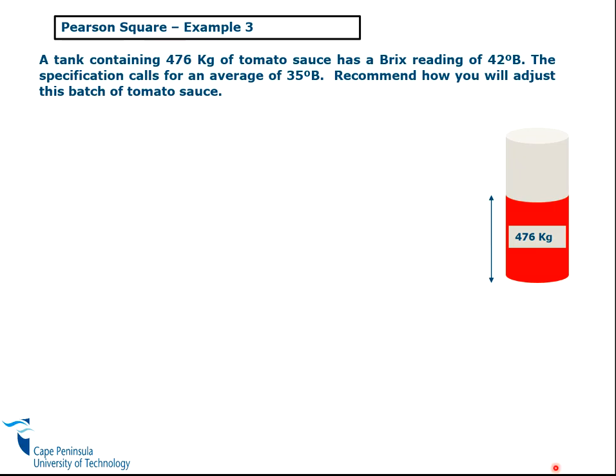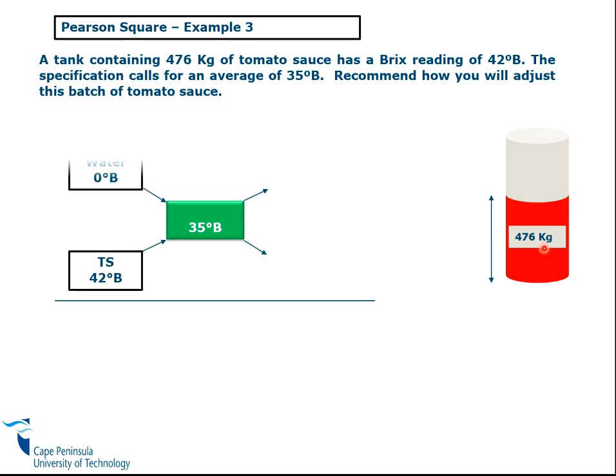So if you see, the food technologist goes and analyzes the tank. The tank containing tomato sauce is 476 kilograms. So this is tomato sauce, right? So what is it that we know? We know that the tomato sauce is 42-degree Brix as given here, which is higher than the required amount of 35. So in other words, we have more sugar than what is required.